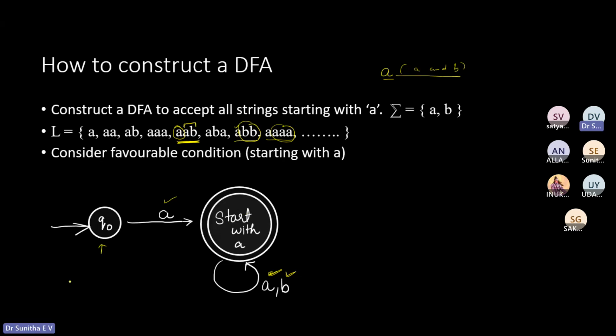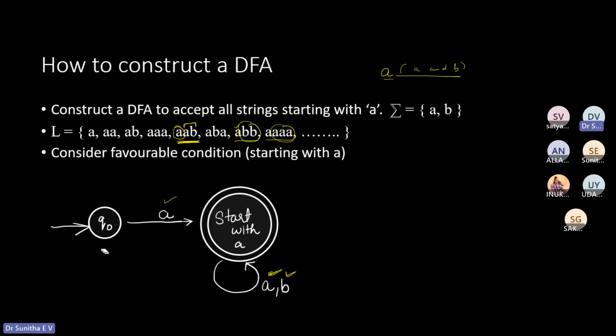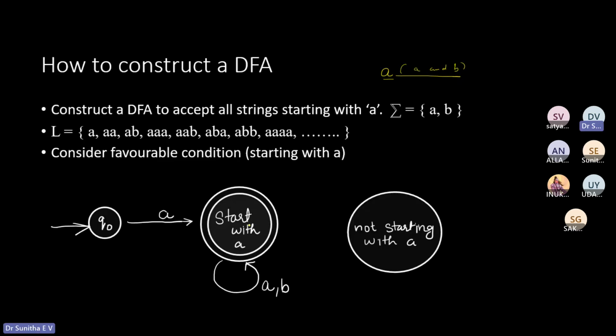Now we have to consider the negative conditions also. That is the specialty of DFA. In DFA, we have to consider both favorable and unfavorable conditions, positive and negative. The other possibility is the string can start with any other character other than A, or we can say the string is not starting with A. That means you take the string BAB. Initially we are in Q0.